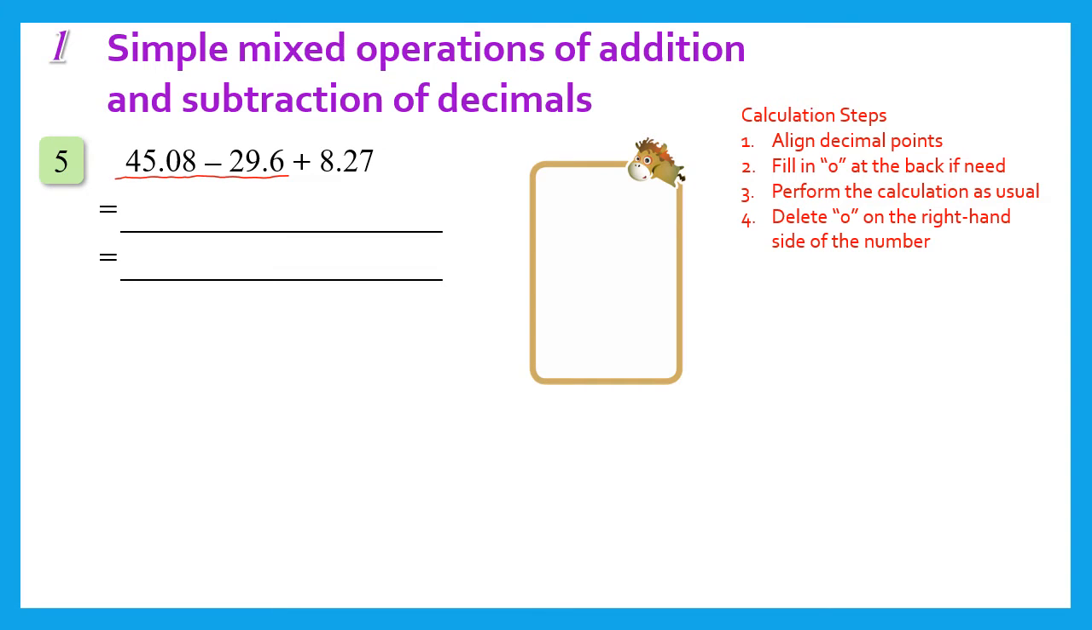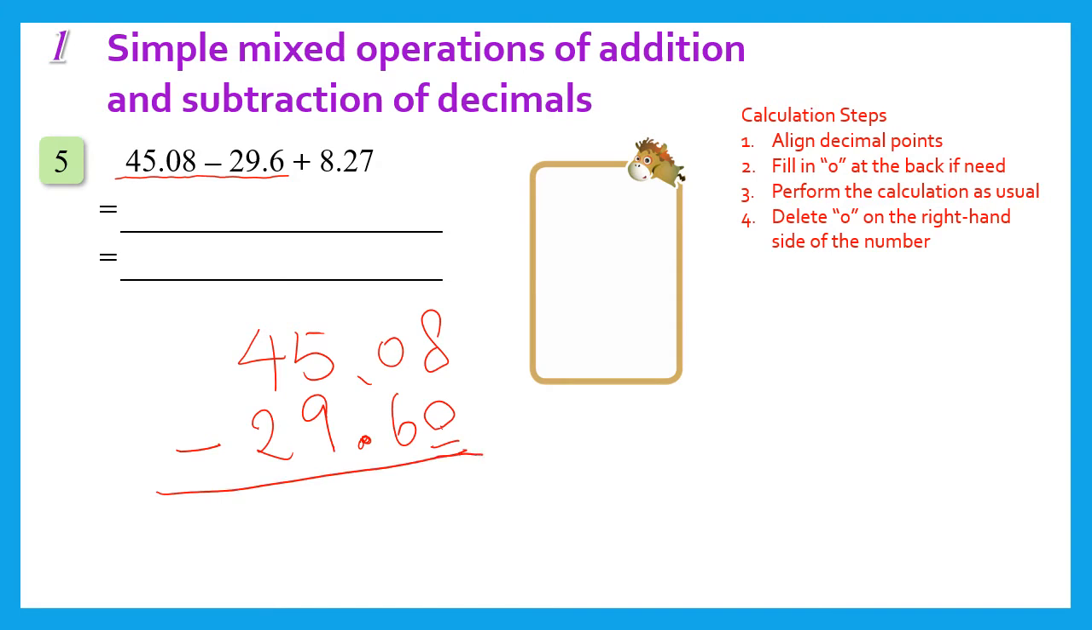For example, there's a 45.08 minus 29.6. So you keep the decimal point here and then write it back. There's a 29.6, and then you see that there's a missing part here, fill in 0. Okay, and then you can do the calculation one by one.